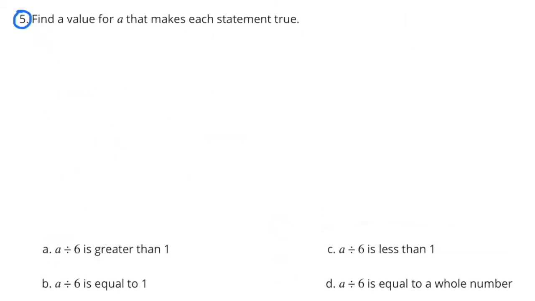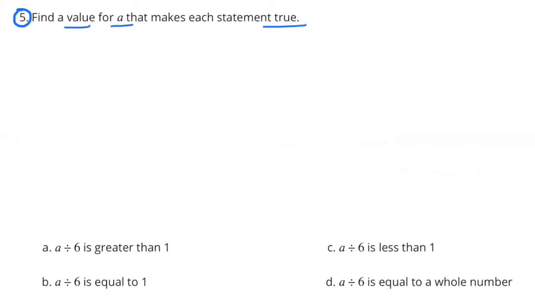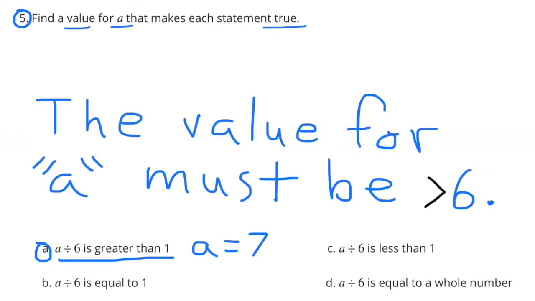Number 5. Find a value for A that makes each statement true. A. A divided by 6 is greater than 1. The value for A must be greater than 6. For example, A equals 7.